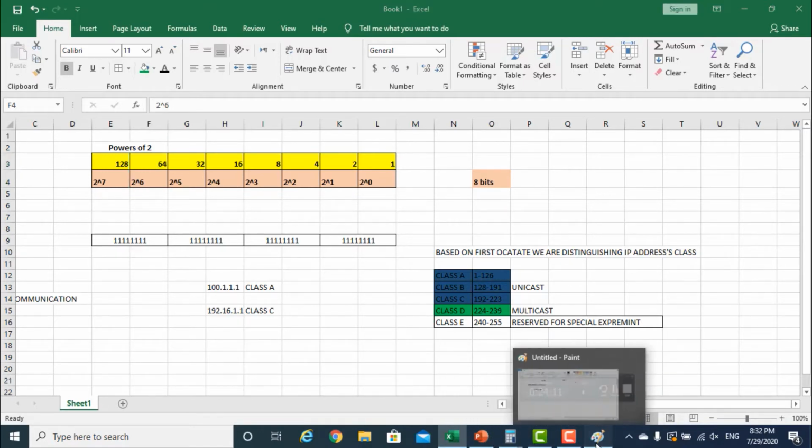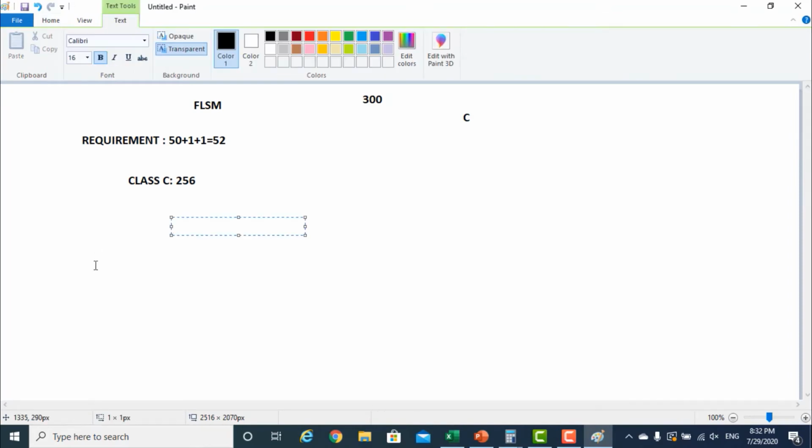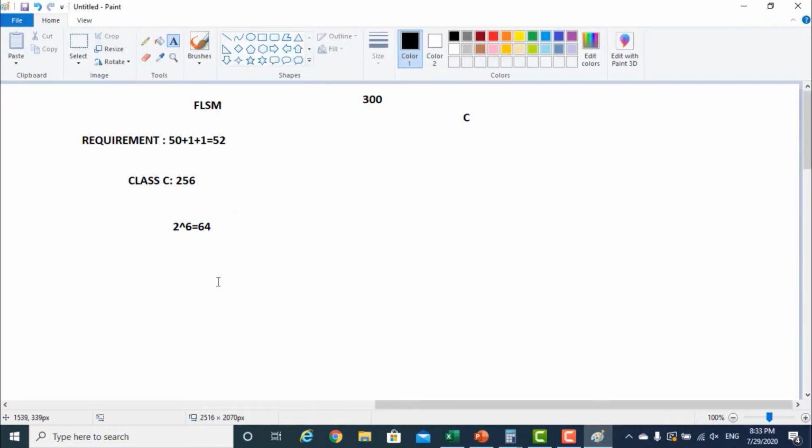Now you got to know there's a formula. Now you got the value 6 actually. So 2 raised to power 6 is equal to 64 IP addresses, which covers your requirement. Now what you need to do is divide the subnet like this.